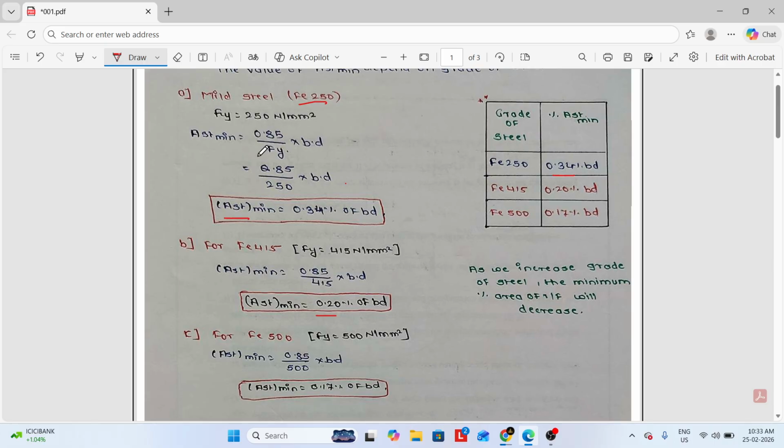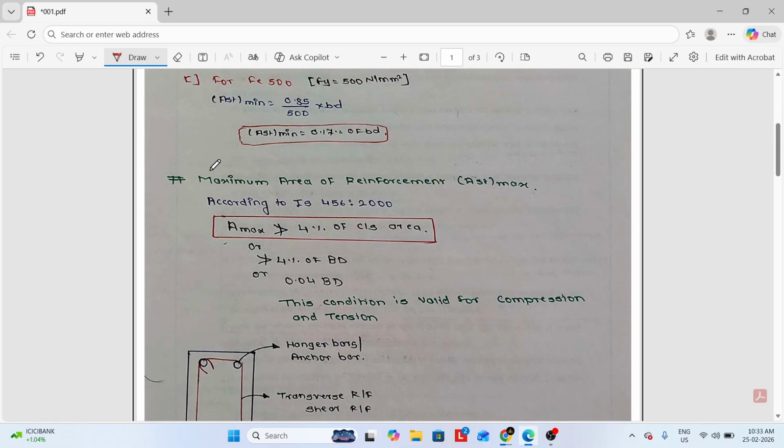Ast minimum is equal to 0.85 upon Fy into bd. Here we can also see that as the grade of steel increases, the minimum percentage area of reinforcement decreases. As the grade of steel increases downward, the minimum percentage of area Ast minimum decreases.